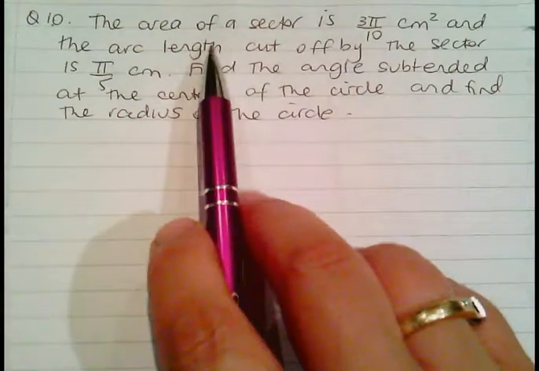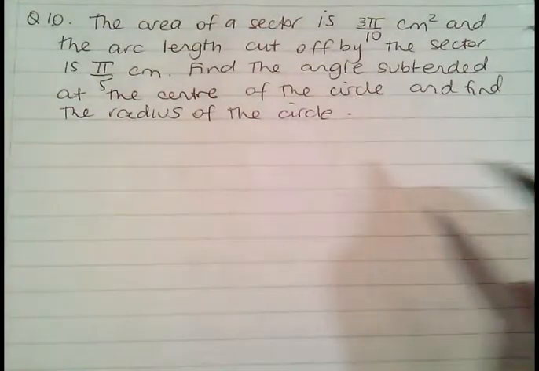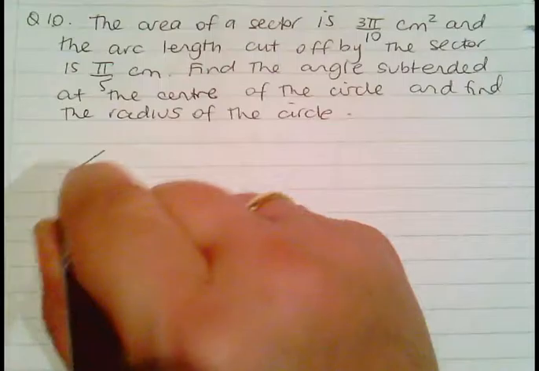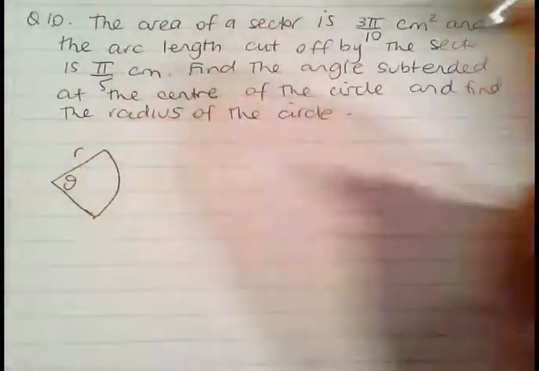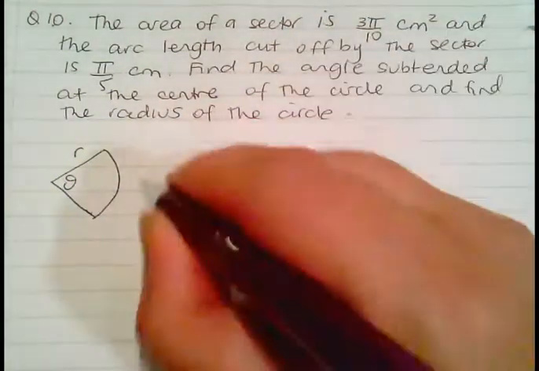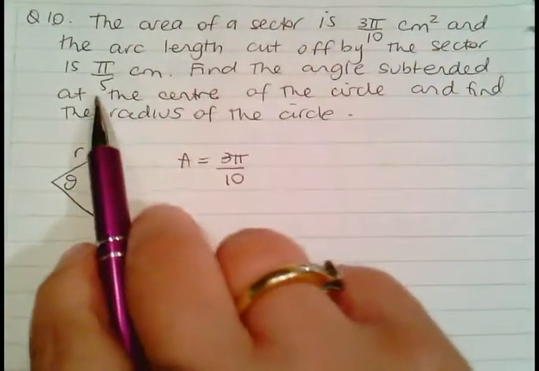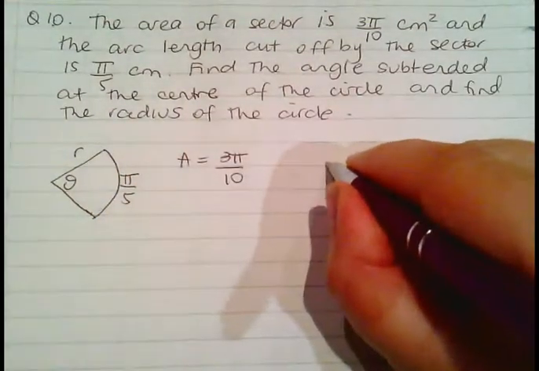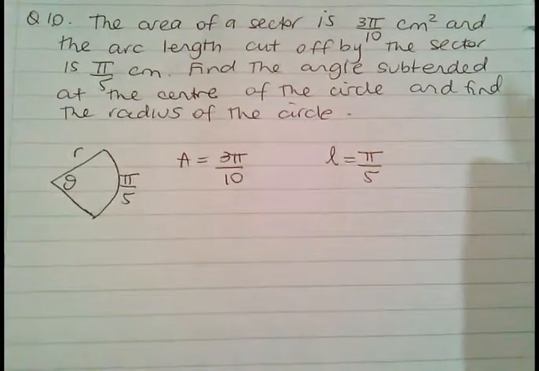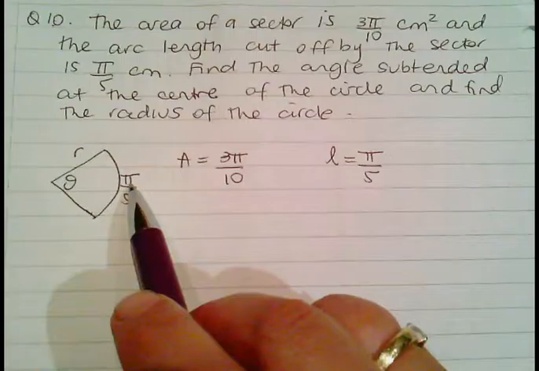Question 10 here. The area of a sector is 3 pi over 10 centimetres squared, and the arc length cut off by the sector is pi on 5. So we know that the area of the sector with radius r and angle subtended theta is 3 pi over 10. And the arc length cut off by this same sector is pi on 5. It says find the angle subtended at the centre of the circle and then find the radius.